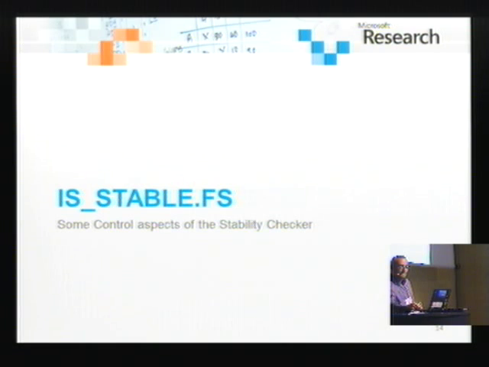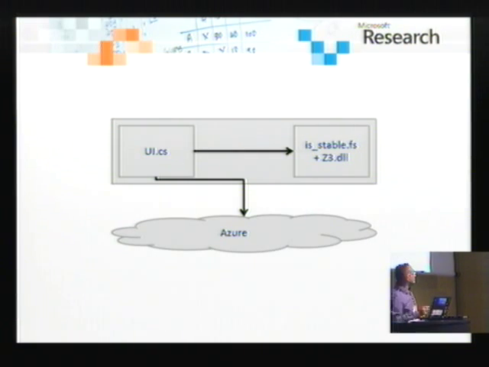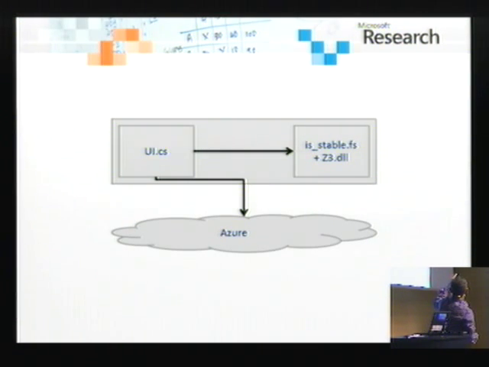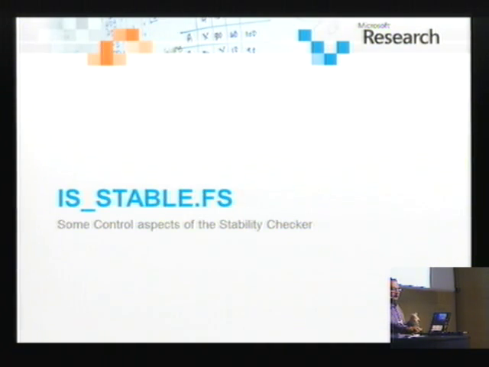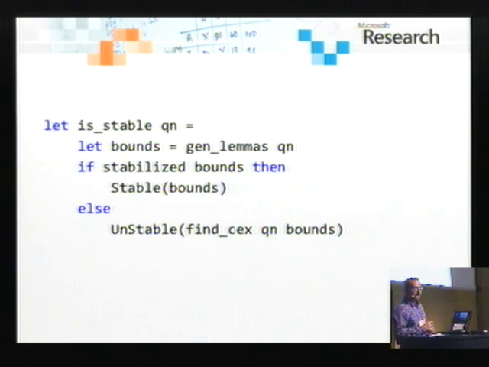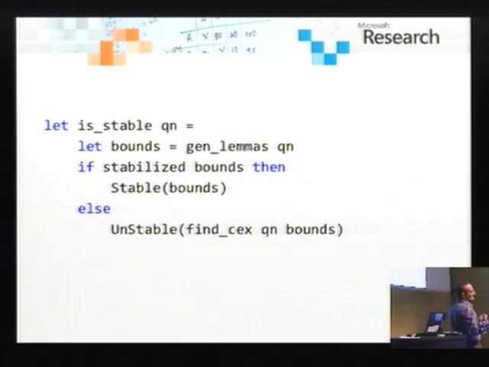Okay, let's go back. So the main F-sharp code, the main verification procedure, is called is stable. So it checks whether the model is stable or not. I just want to show you how I transformed it from a pretty much one-shot procedure into one which was more lazy. And I can tell you the motivation for that as well. So here's essentially the procedure.